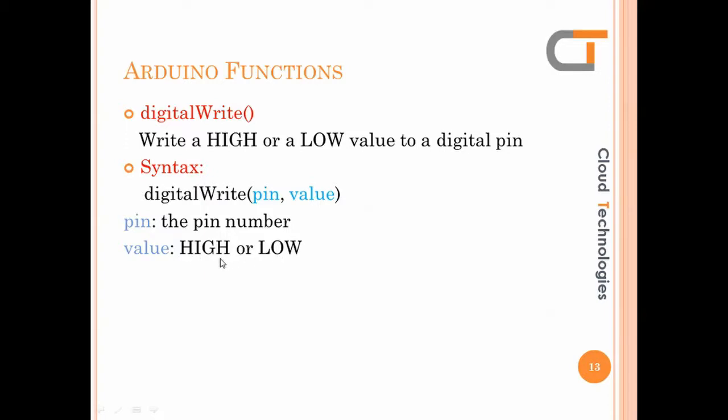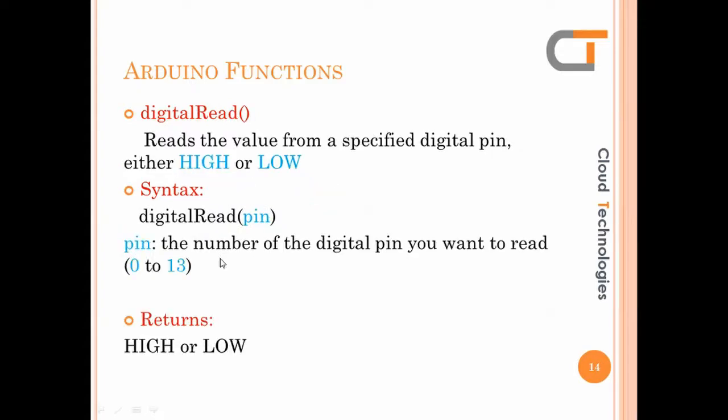Okay, next we'll go to the next function, digitalRead. digitalRead means read the value from a specified digital pin. This will be used only for digital pins. It returns the value either HIGH or LOW. digitalWrite doesn't give any return value, but here we are getting a return value. This is the syntax: digitalRead of pin. We can specify only the pin number, which should be in the range of 0 to 13, the digital pin numbers. It returns HIGH or LOW, where HIGH means 1 and LOW means 0.